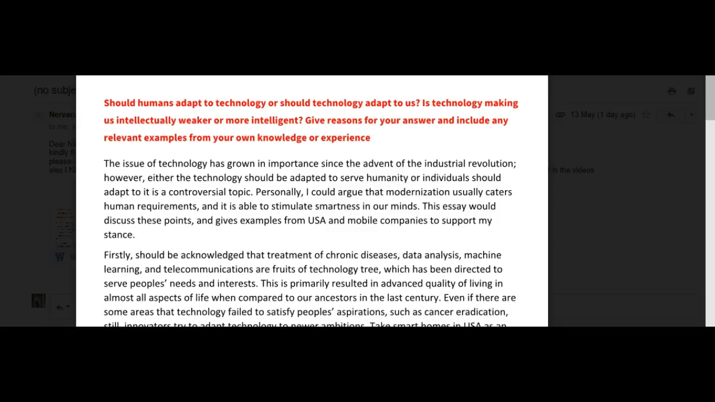Let's get right into this. It's the one about technology. This one's an interesting one because it's a two-question essay, so let's see how you dealt with this.